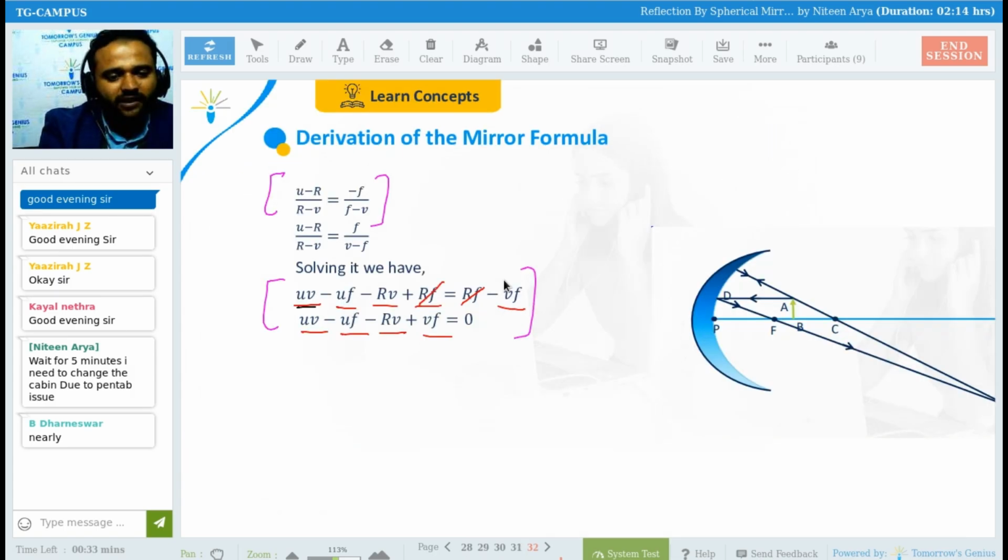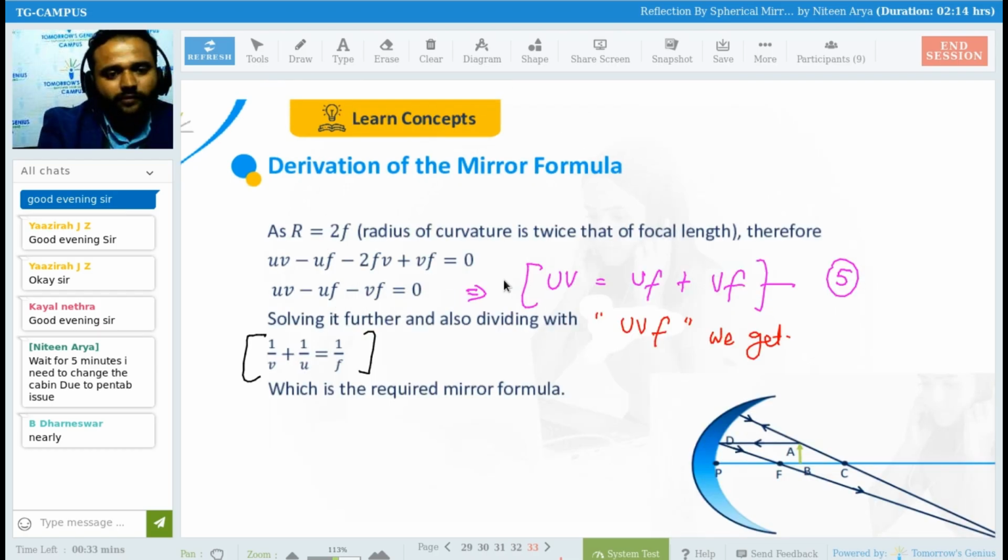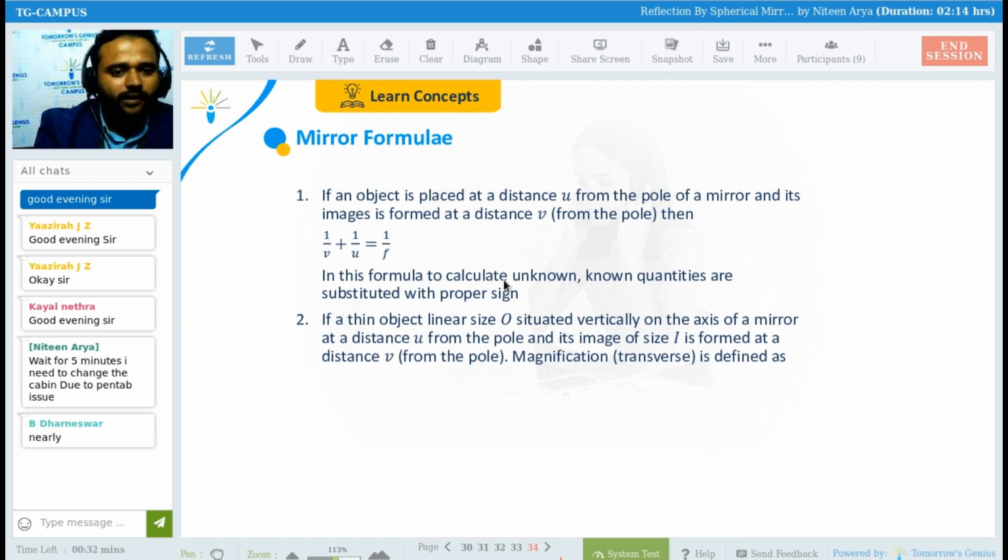Then just mathematics, rearranging the formula and cross multiplying. After doing the cross multiplication, we cancel out the same terms. After getting the terms, we put R equals 2F to get every value in terms of UVF. And when we get the important equation number 5 in terms of UVF, we divide the whole equation by UVF, and we get the important mirror formula, which is 1 by V plus 1 by U equals 1 by F. Clear?